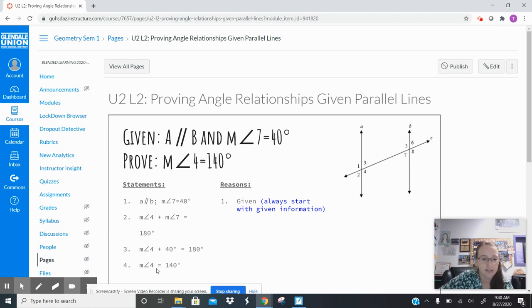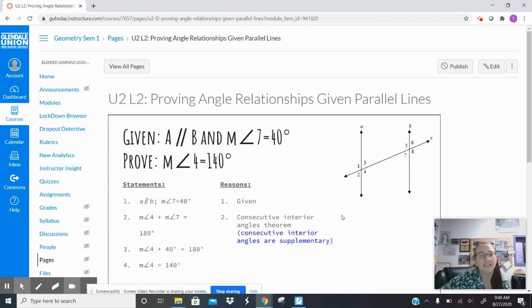Okay, so here's all of our statements. We already have the given listed, that A is parallel to B and angle 7 is 40. We are trying to prove that angle 4 is 140 degrees. So let's see what we got here. The next statement they said was that angle 4 plus angle 7 equals 180. Our reason comes from the name of their relationship. So here's angle 4 and here's angle 7. You should have said that the name of the relationship between those two is consecutive interior. And from your notes, this is a true statement because consecutive interior angles add to 180.